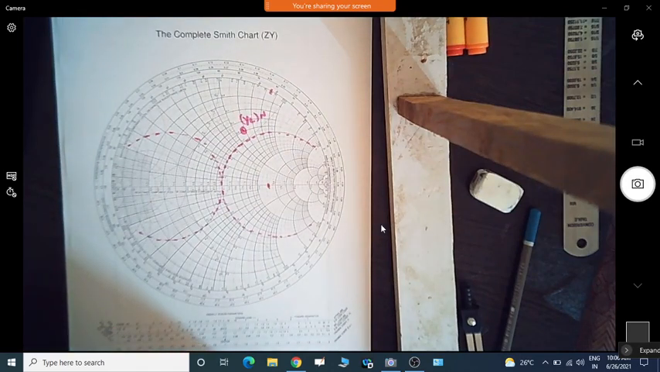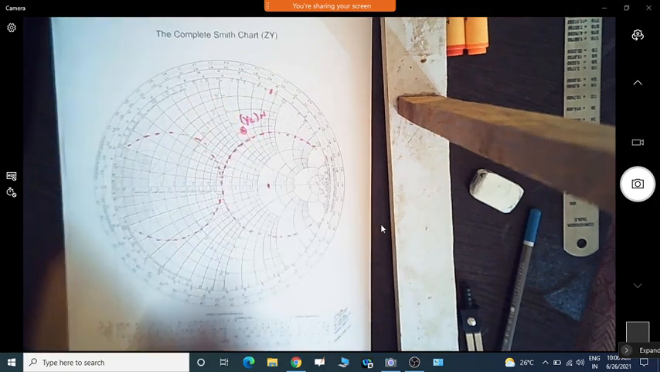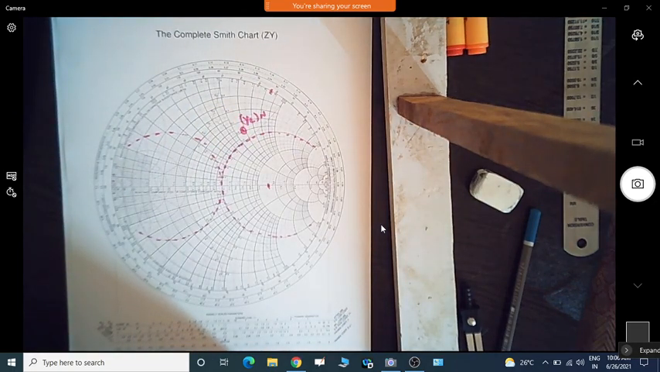Now how many solutions will exist? How many solutions if the load is outside both the unity conductance and unity resistance circles? Four solutions. Yes, four solutions. Now we need to look at what all the four possible solutions are.